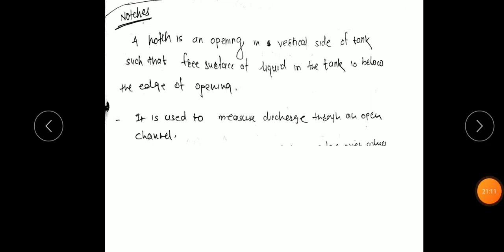So next is the notch. We can consider a notch as an opening in the vertical side of the tank, where the free surface of the liquid in the tank is below the top edge of the opening. Notches are used to measure the discharge of an open channel or a tank.